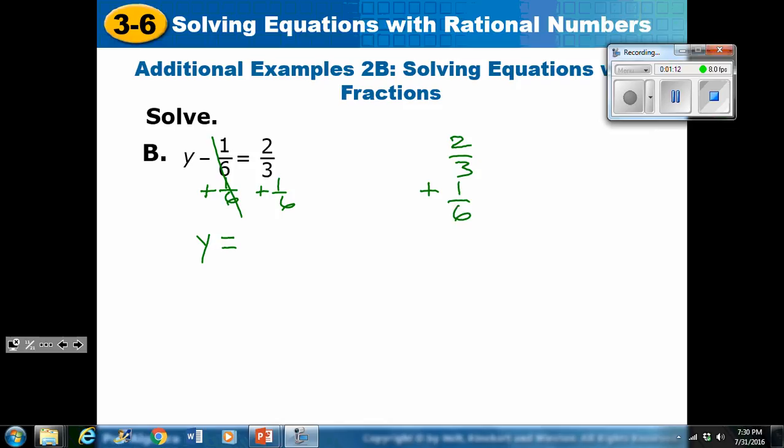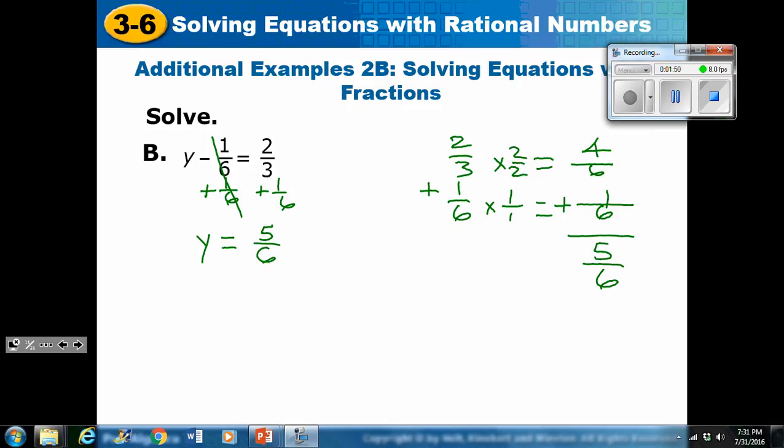2/3 plus 1/6. Notice that the denominators are different, so we have to get a common denominator. If you count by 3s and 6s, you will come to 6 in both of those. That's our least common denominator. This is multiplied by 1. This is multiplied by 2 over 2, which gives us 4/6. When we add that up, we are going to get 5/6. Y equals 5/6.